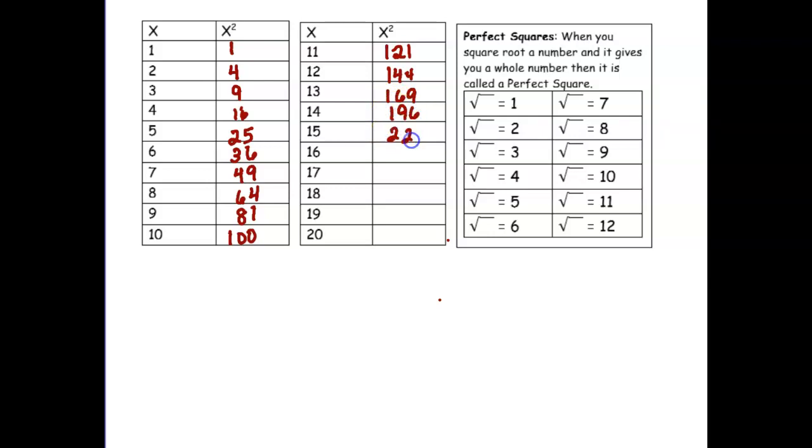225, but we do give you another way to solve it. So this is 256, 289, 18 squared would be 324. And then we have 361 and then 400.